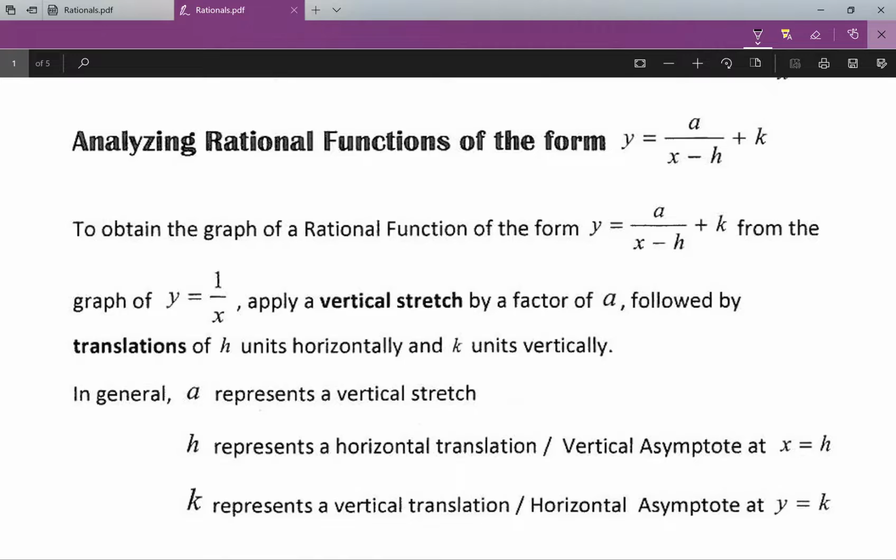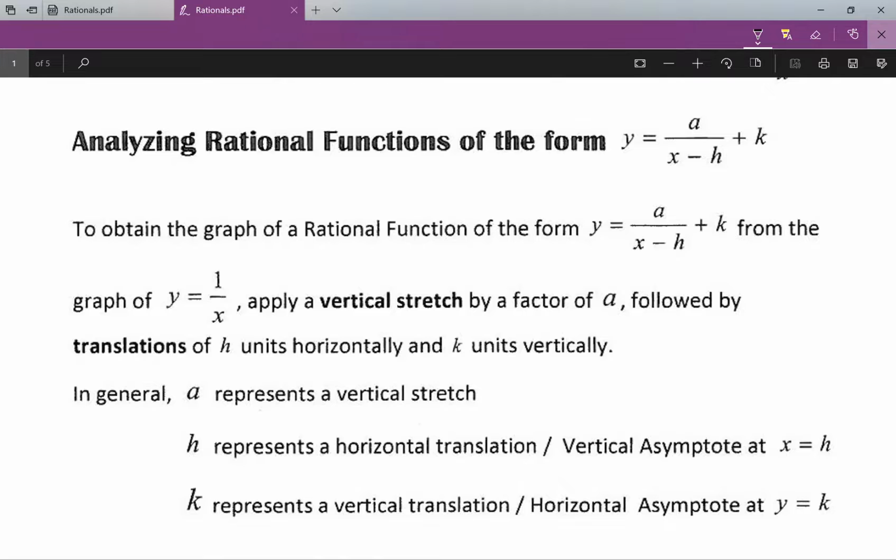You'll notice that we kind of skip over the horizontal stretch, but if you remember back from radical functions, a horizontal stretch and a vertical stretch could kind of be the same thing. The same thing's going on right here. When we look at a rational function, we only look at it in terms of the vertical stretch.